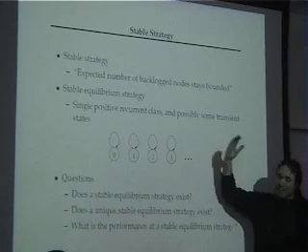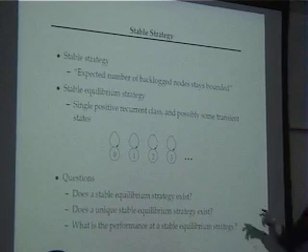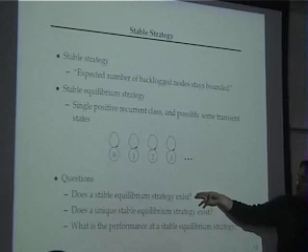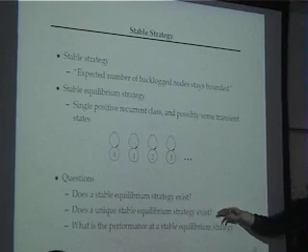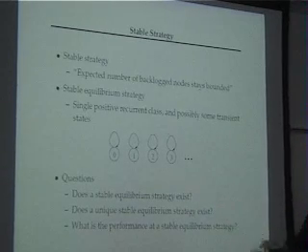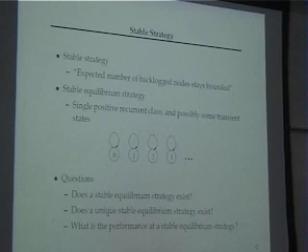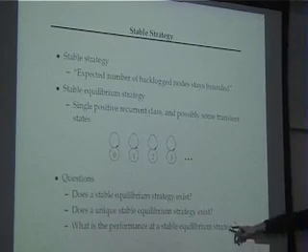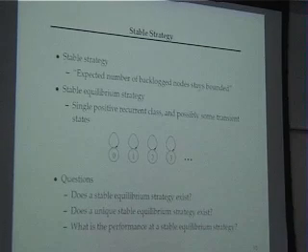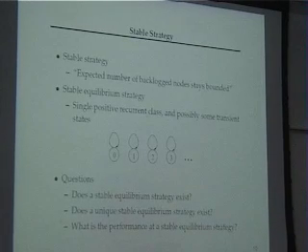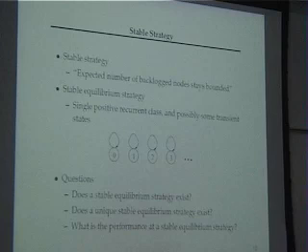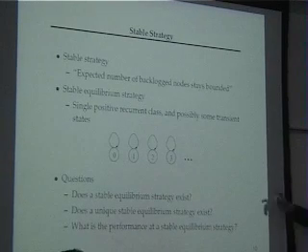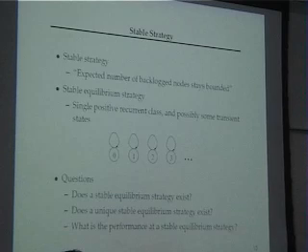So this is basically the setup and problem formulation. And the question you can ask is: does a stable equilibrium strategy exist? Is it unique? And can you say something about the performance in terms of throughput or delay on the stable equilibrium strategy? Does that make sense? More or less. Okay, I'm not sure whether I got too slow or too fast. Well, that's the question you want to ask.